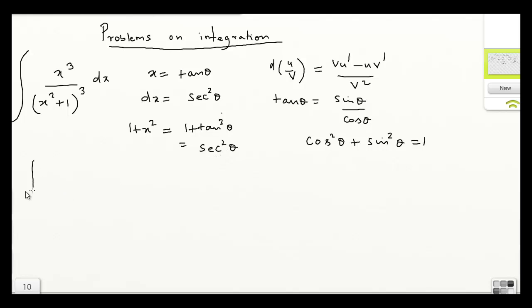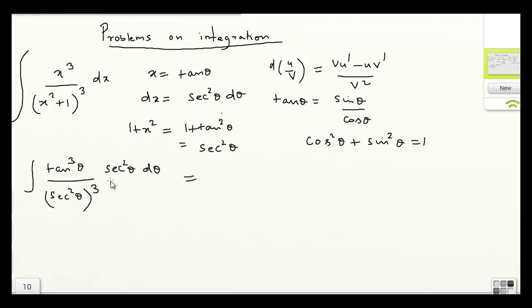So let's substitute this back into the expression above. We've got x cubed, so it's going to be tan cubed of theta. Oh, I missed the d theta here. Divided by 1 plus x square. 1 plus x square is secant square theta, and there is a cubed here, so it's going to be secant square theta whole cubed, and then the dx would be secant square theta d theta. So you've got this expression.